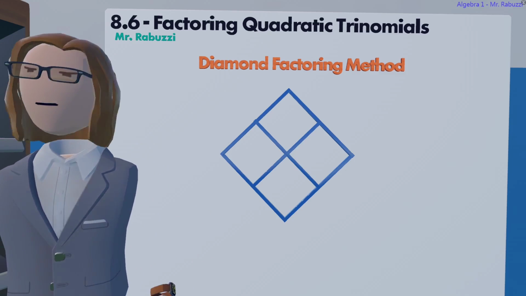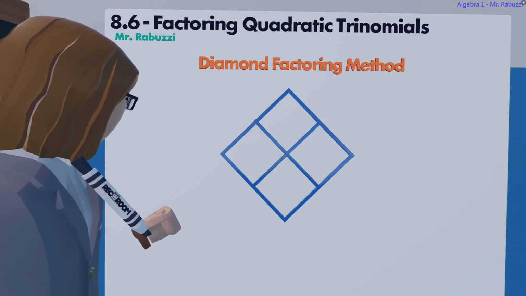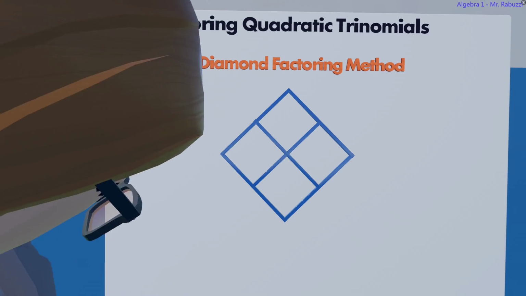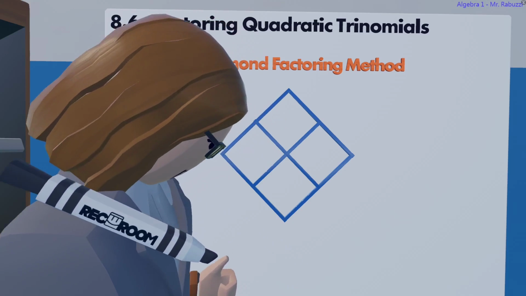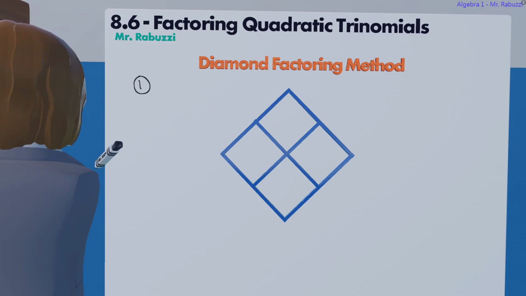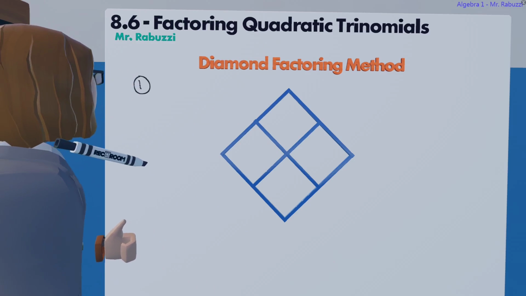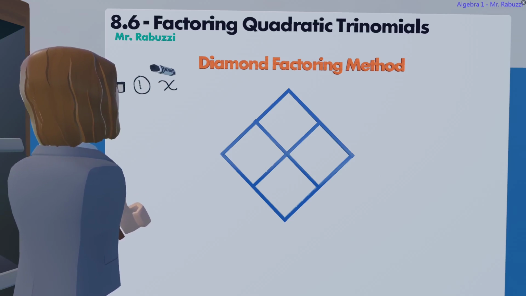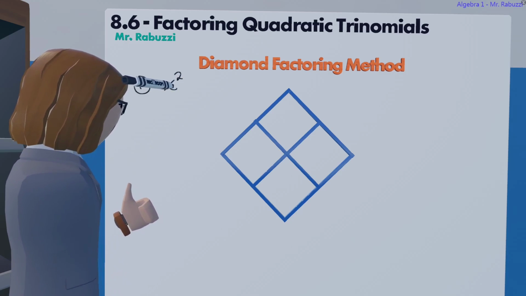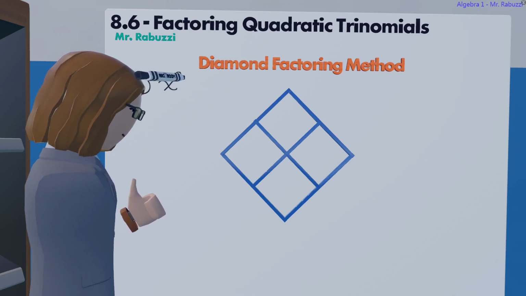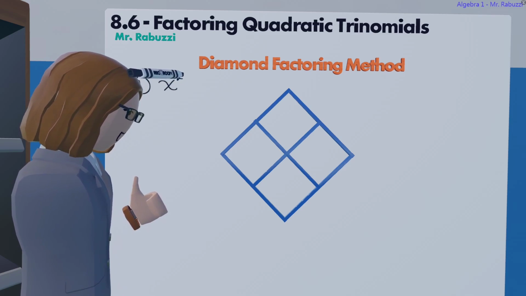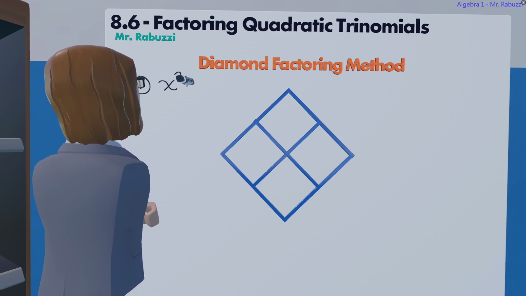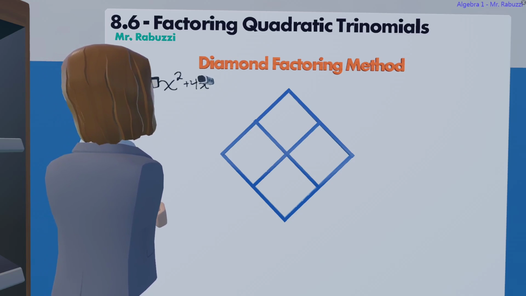I'm going to pull up one example. This is going to be number 1 from your page. Okay? So this is number 1 from the independent practice, and it is x squared plus 4x plus 3. Yeah. Plus 4x plus 3.